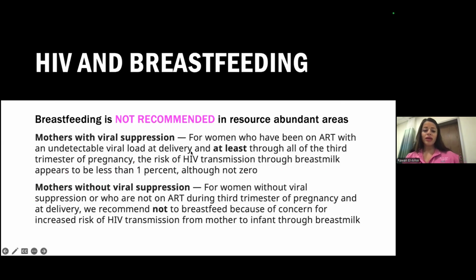Breastfeeding is not recommended with HIV. Even though for mothers with viral suppression and appropriate treatment around pregnancy, in less than 1,000, the transmission risk appears to be less than 1%, it's still not zero. So we don't recommend it. And again, without viral suppression, definitely not recommended.